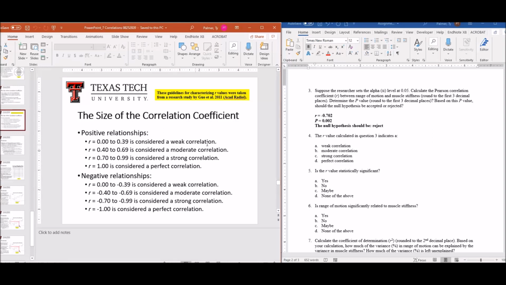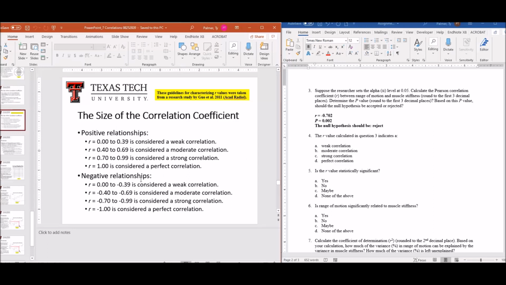If you take a look at the correlation coefficient that we just calculated in this how-to video, negative 0.702, where does this fall? To start off, we need to make a decision. Is it a positive or a negative relationship? How do we know? We know by the sign in front of R. If it's a negative value, it's a negative relationship. So that's going to draw our attention down here.